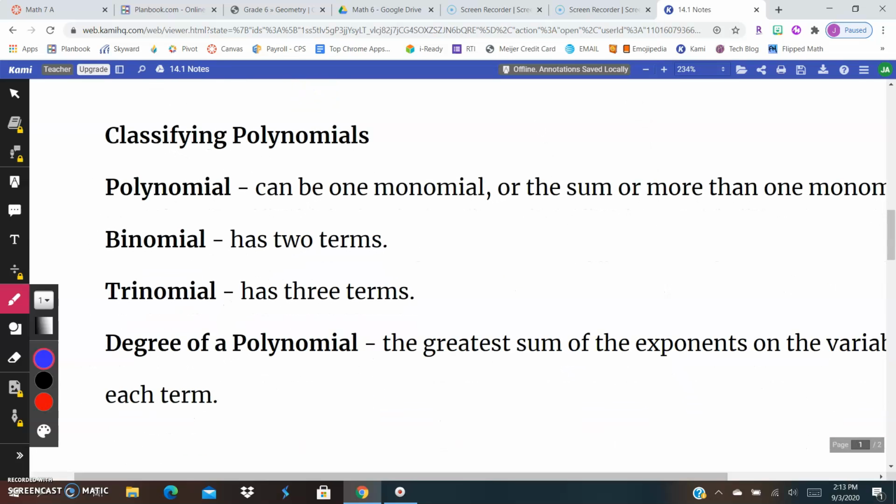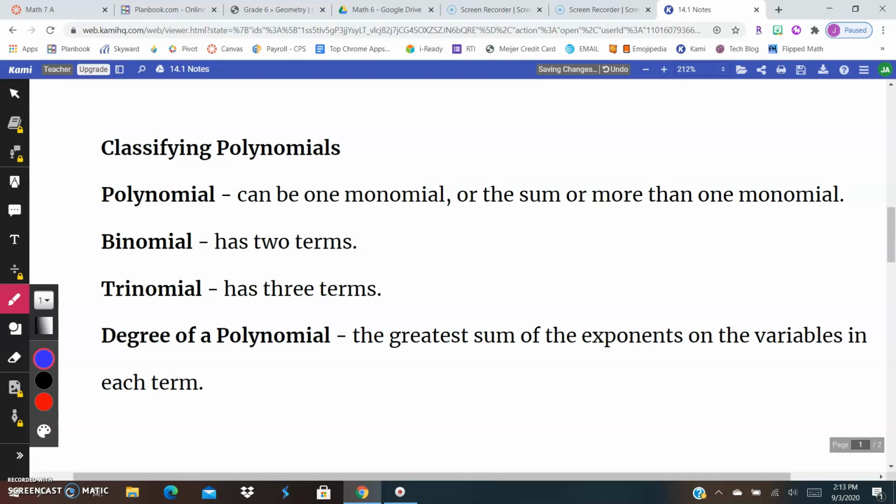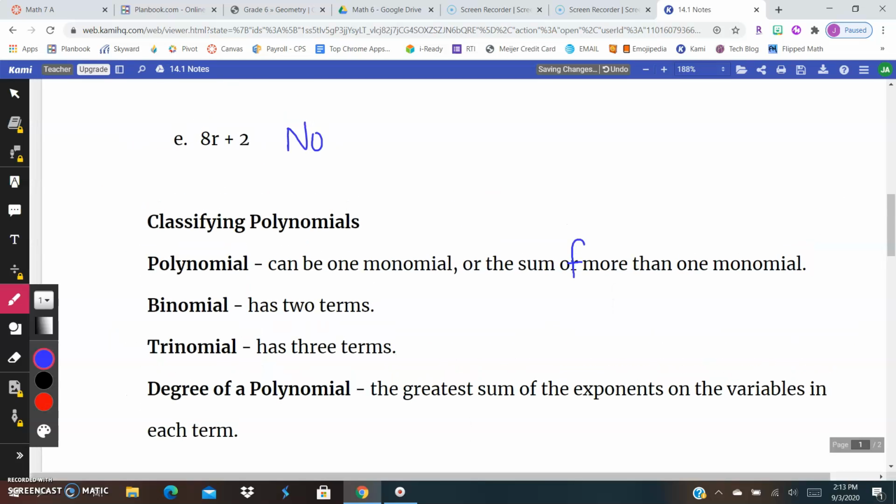All right, now we have quite a few vocab words to take a look at here. Classifying polynomials. A polynomial can be one monomial or the sum of more than one monomial. So in other words, for example, this up here, this is a polynomial. It's not a monomial because it doesn't have one chunk, it has 2 chunks, but it's still considered a polynomial.